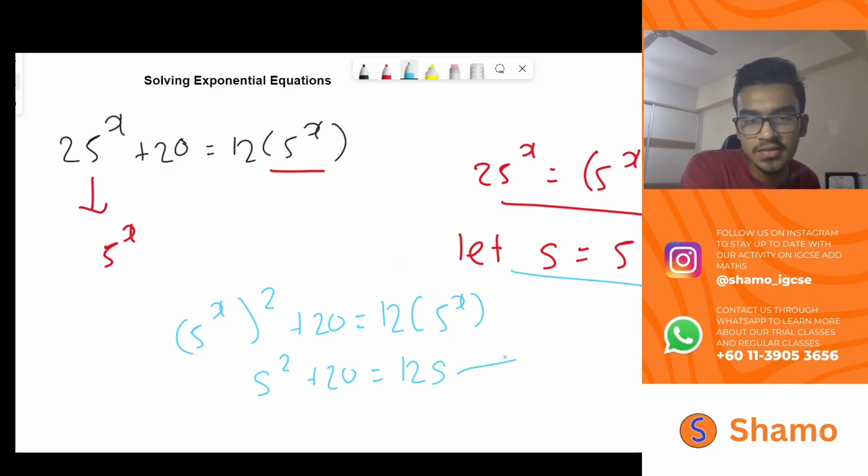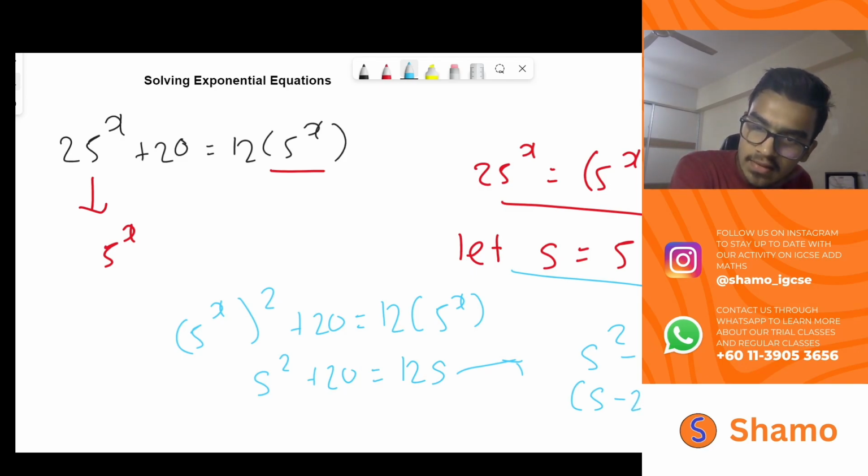So then, just solve this, easy peasy. s squared minus 12s plus 20 is equal to 0. I hope you know how to solve a quadratic equation, right? Should be simple stuff. So let me think, what are the roots? I think 10 and 2 should do it. (s minus 2)(s minus 10) equals 0. So you get s is equal to 2 and s is equal to 10.